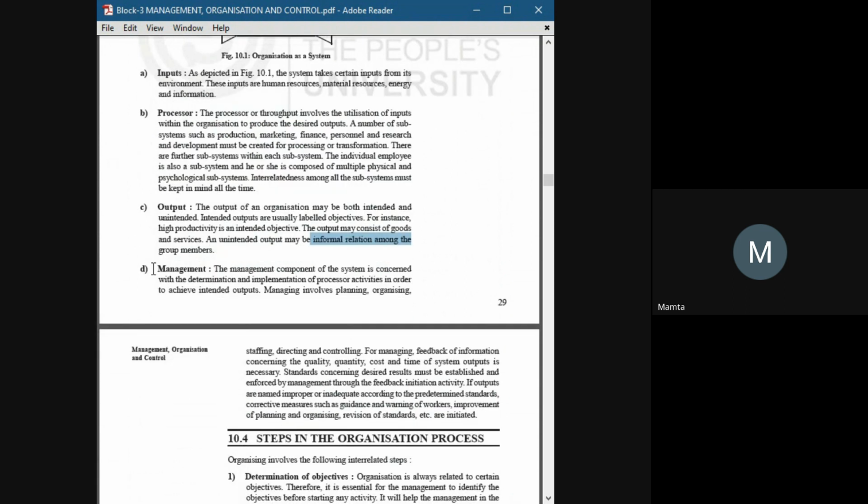And the fourth step is management. Management works on all the levels. The management component of the system is concerned with the determination and implementation of the processor activities in order to achieve intended outputs. Managing involves planning, organizing, staffing, directing, and controlling.